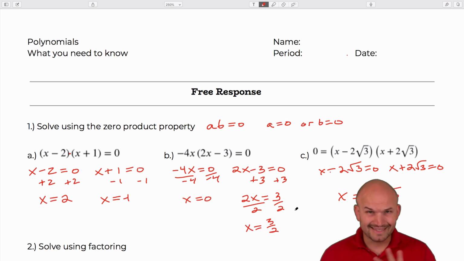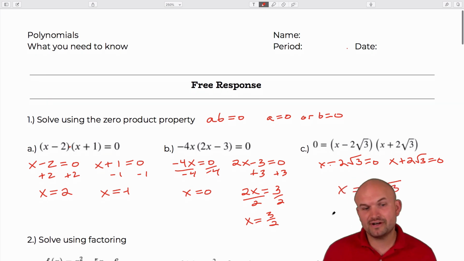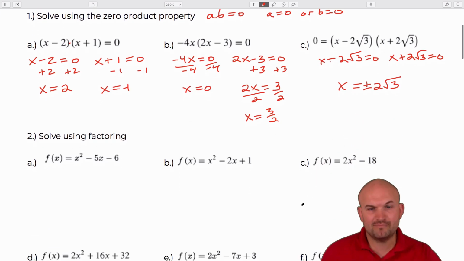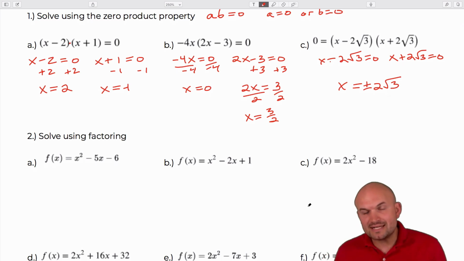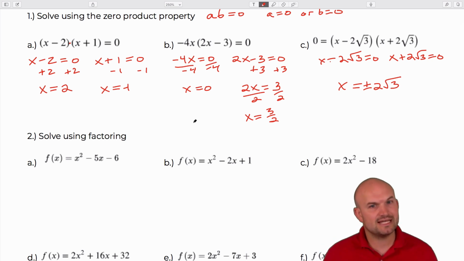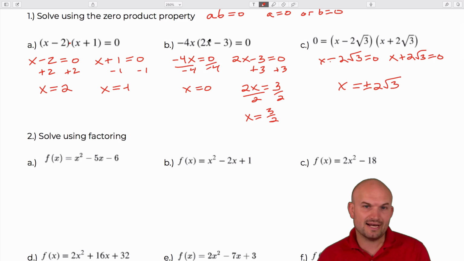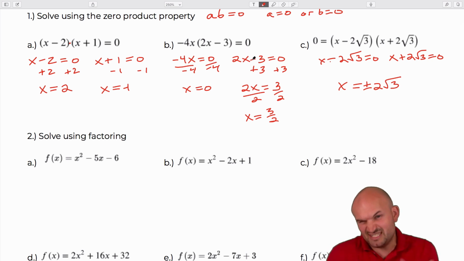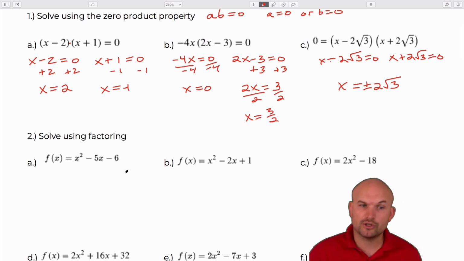So that's the zero product property, and that's very important because in our next set, we're going to solve by factoring. So again, the process of factoring is to rewrite an expression as a product. And the reason why that's helpful is if we can rewrite it as a product and have it set equal to 0, at least in this case, we can solve using the zero product property.